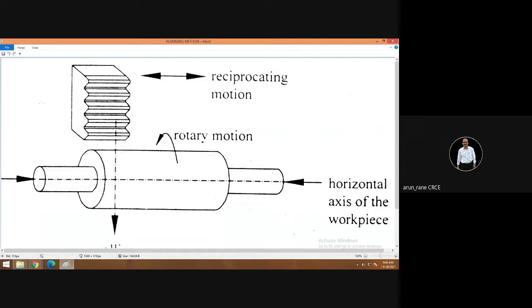This is what the rack cutting principle is. This corresponds to the rack, and this is your workpiece.